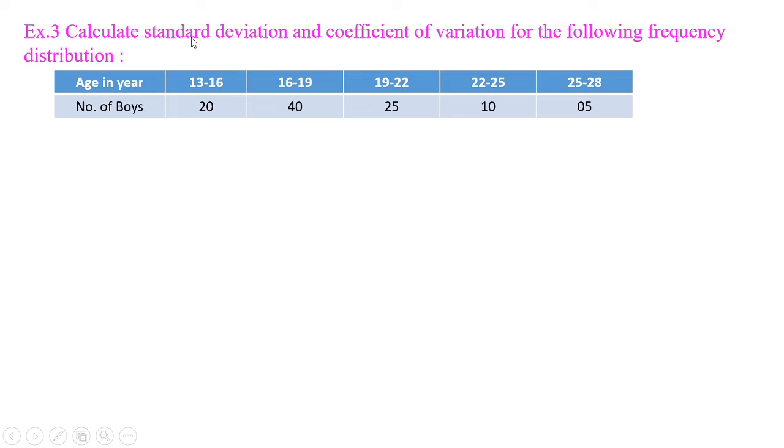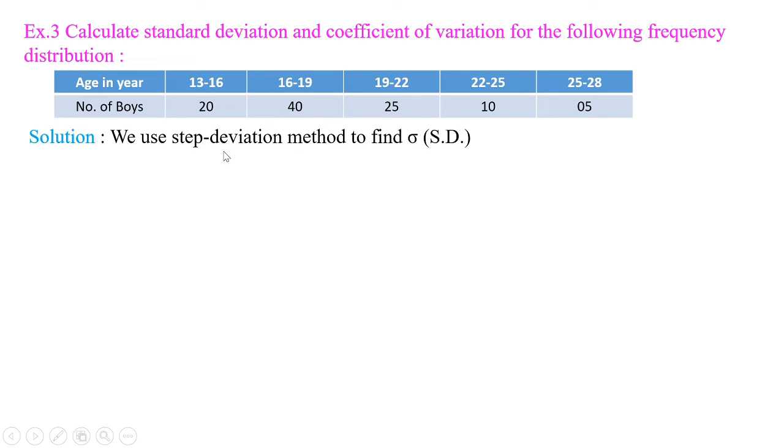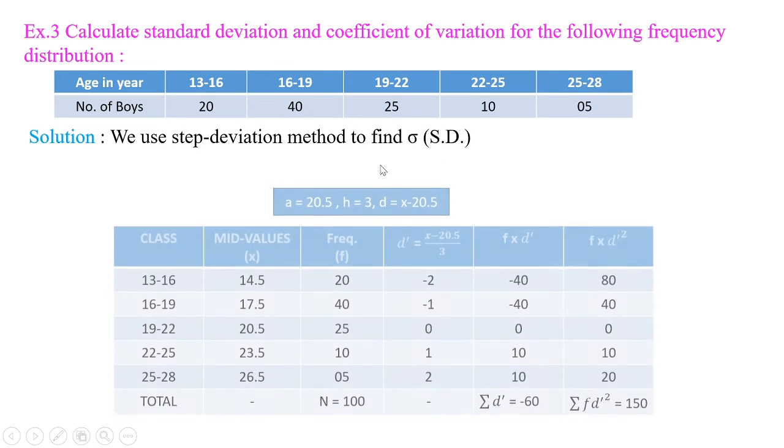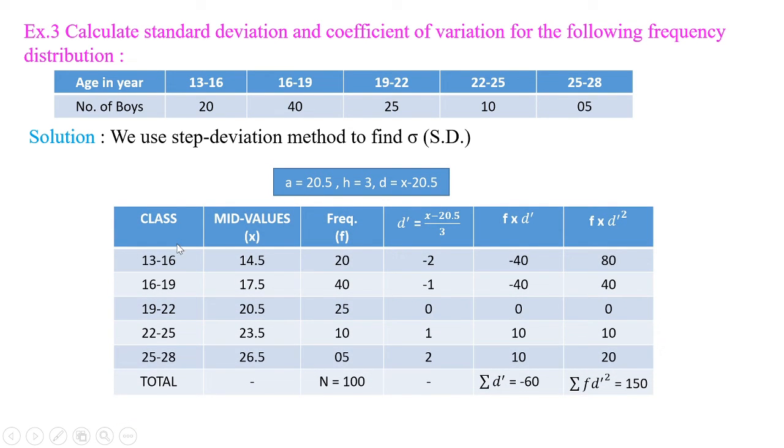Example number 3. Calculate standard deviation and coefficient of variation for the following frequency distribution. The frequency distribution table is here. Solution: we have to use the step deviation method to find standard deviation, that is sigma. We have prepared a table. In this table, the classes are given. In the example, we have to find the mid value. How to find that? Upper limit plus lower limit divided by 2, that is 14.5, and the same calculation is done for the other classes. The frequencies are given in the problem.